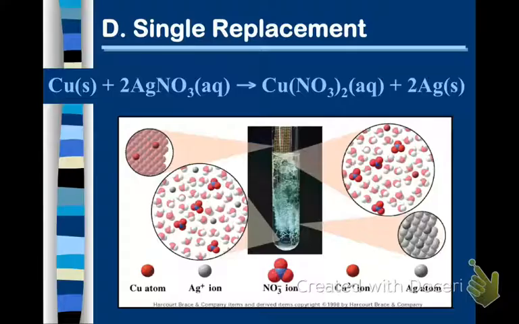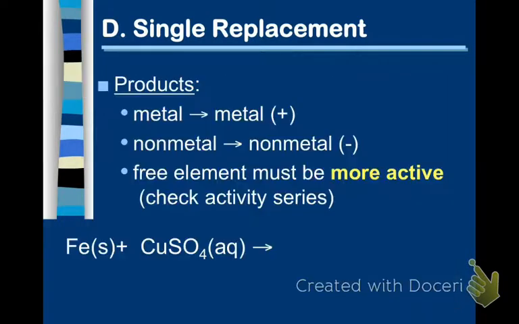So, your products. Again, metals replace metals, or cations replace cations, nonmetals with nonmetals. Your free element has to be more active than what it's going to replace. You use the activity series to figure out, will that happen? So in this example, assuming you're not already looking at how it is solved, what is my free element? Fe. Will it replace copper, sulfur, or oxygen? Copper. It's a metal. It's going to replace the metal over here.